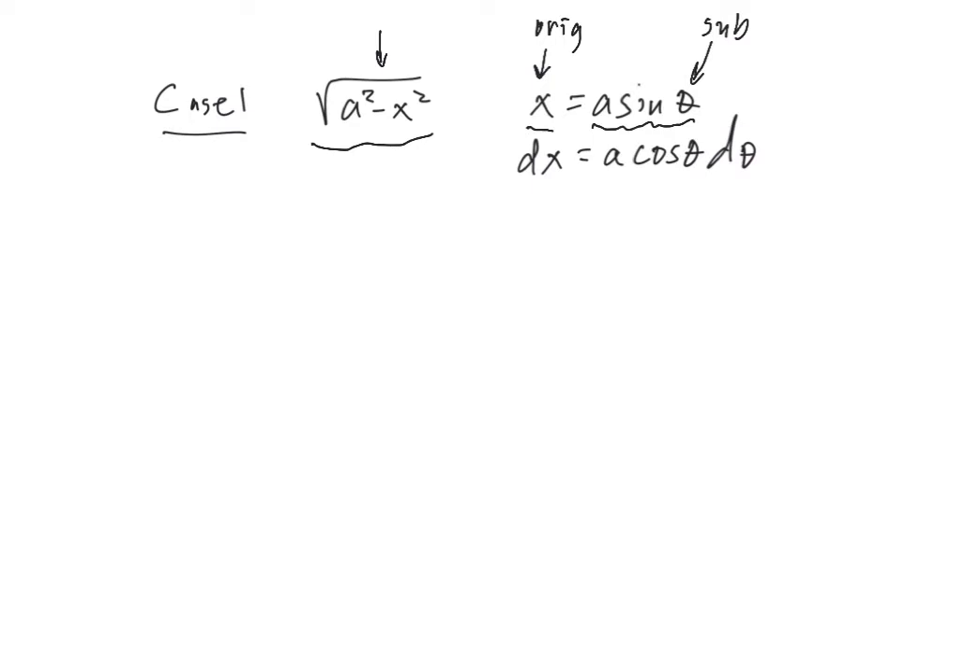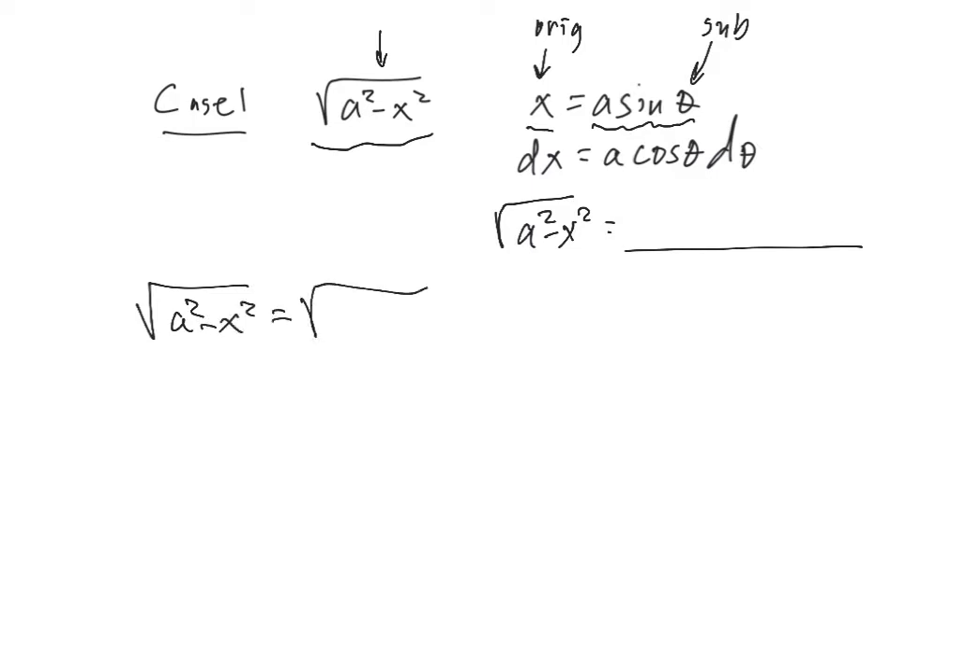The reason we do it is because of what it does for the radical. So let's take a look. I'm going to do a derivation, and then I'm going to come back over here and fill in the blank for what we can figure out about the radical. So the square root of a squared minus x squared is equal to, under our substitution, a sine theta, that's x. And that is, just doing the algebra here, a squared minus a squared sine squared theta.